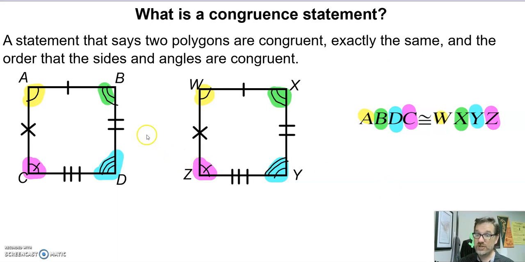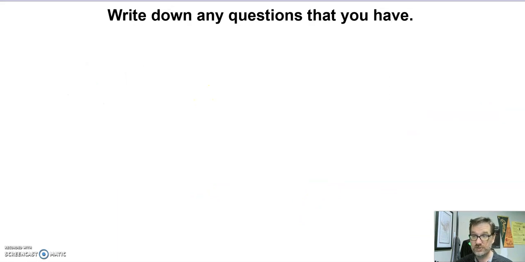And if we wanted to do sides, the way my sides are congruent is yellow to green. AB is congruent to WX, yellow to green. B to D is congruent to X to Y, blue to purple, purple to yellow. So these guys are congruent. They are exactly the same. So make sure we get those color-coded and into our notes.